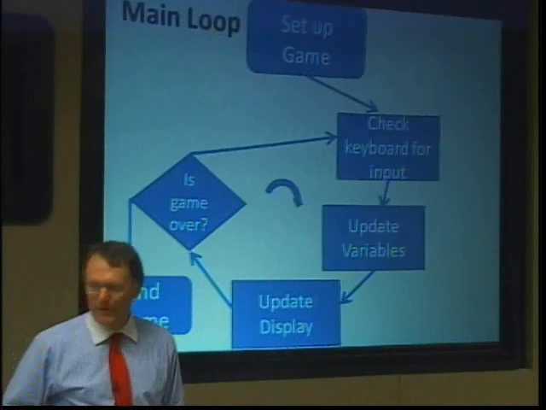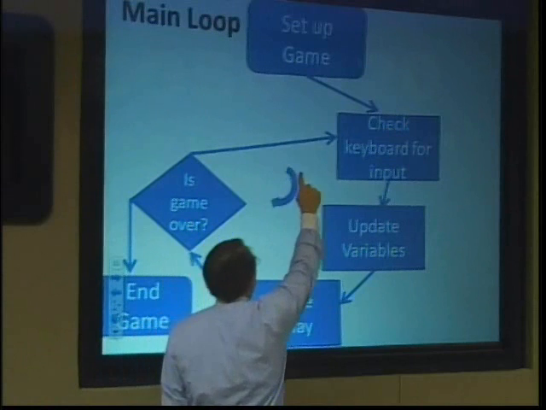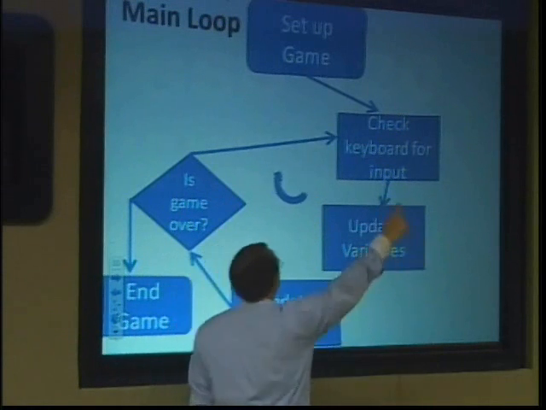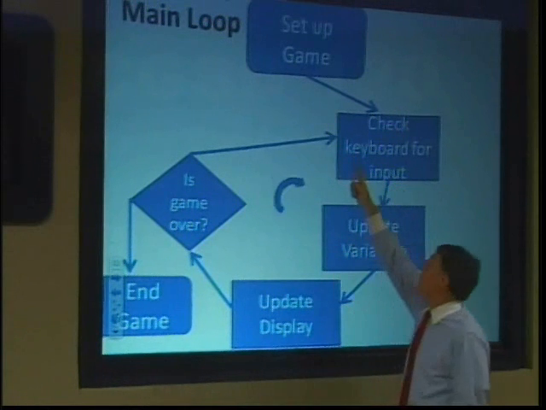So a main loop in a program really looks like this. First you set up the game, that's set up your initial room in the case of Game Maker, and then you'll check the keyboard for input, then you go into the loop. So setting up the game is not part of the loop.